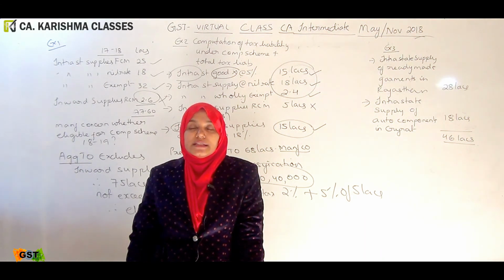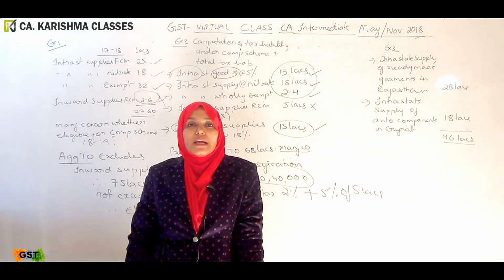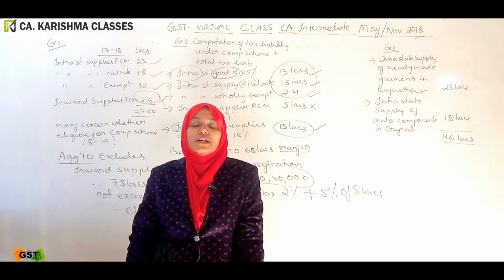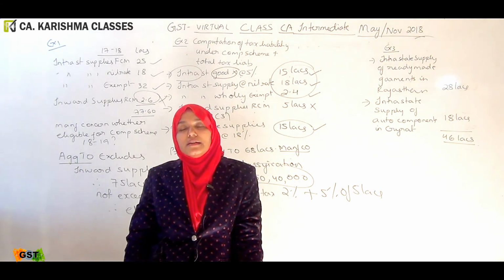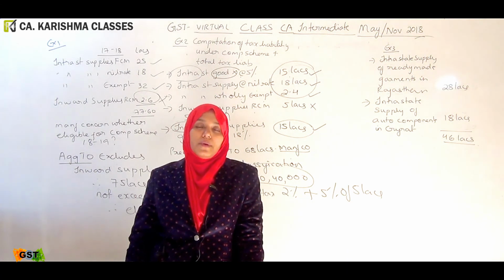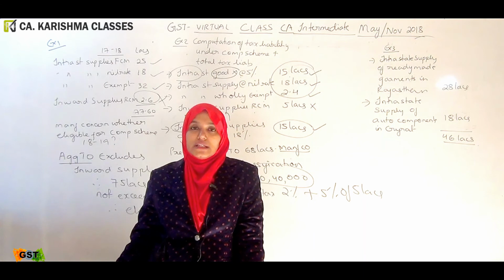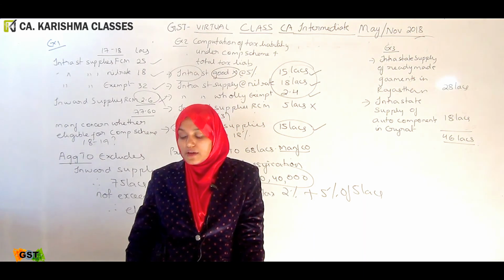We have studied under section 10 subsection 2, ineligible persons. A person making interstate supply is not eligible for the composition scheme. So therefore this scheme will not apply. Okay, if you are doing interstate supply, this scheme is not applicable for you.